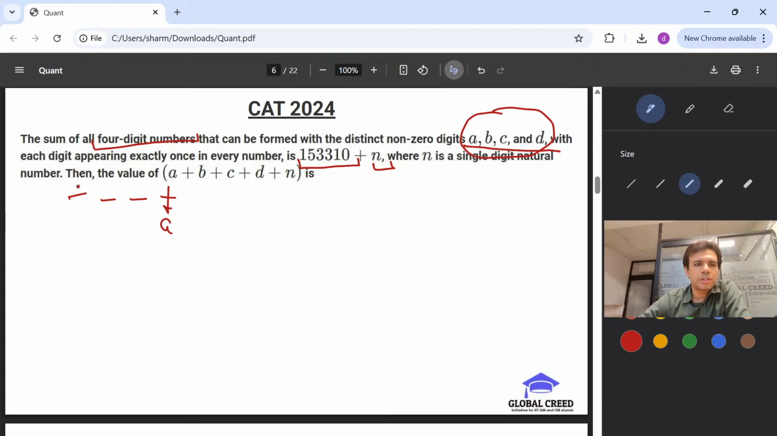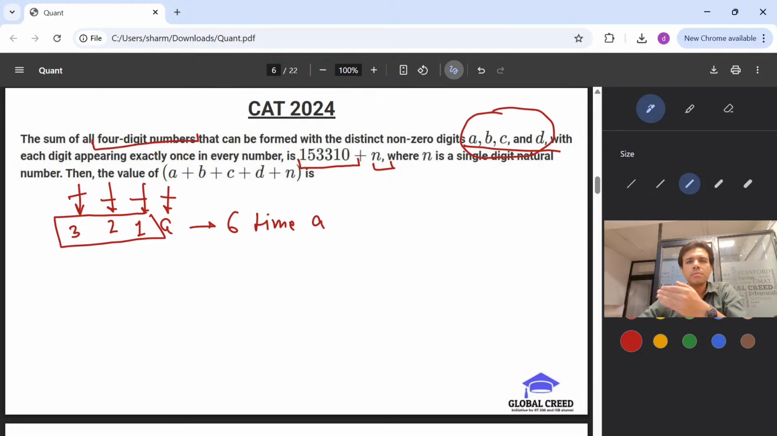So that means this place could be filled in how many ways? If A is blocked here, you have 3 ways to fill it. You have 2 ways to fill this one. You have 1 way to fill this one. So I would say 6 times A will come at the units position. And same way 6 times B will come at units, 6 times C will come, 6 times D will come. तो हम क्या बोल सकते हैं इसको? We could say कि A at a units position 6 times आएगा.